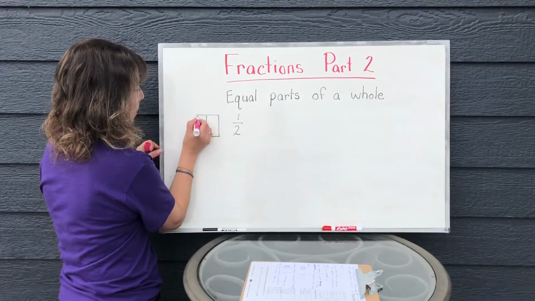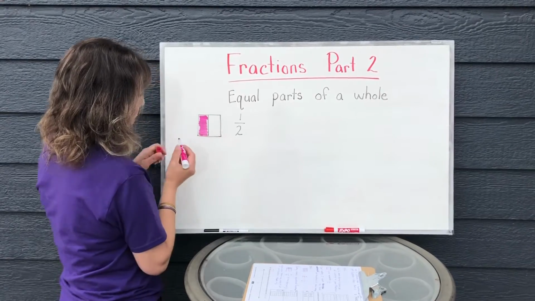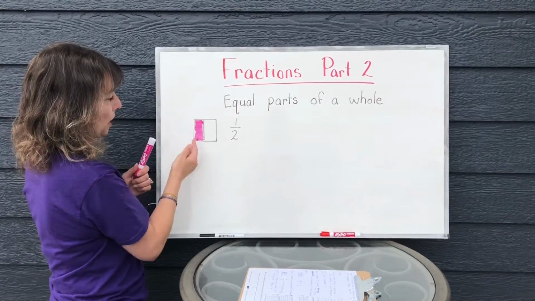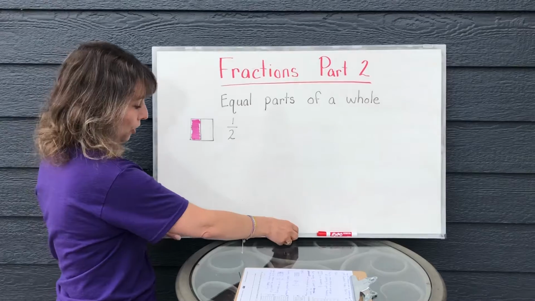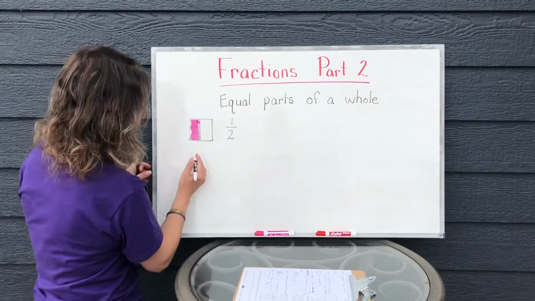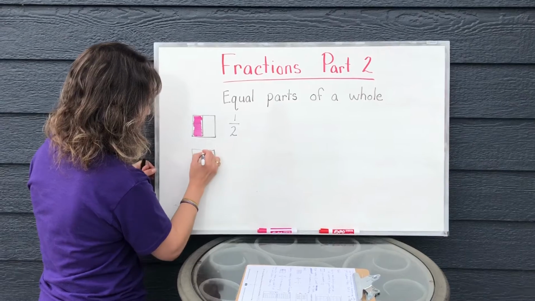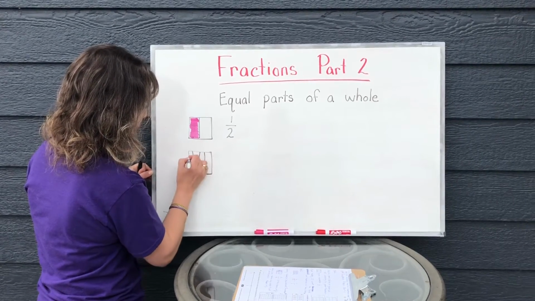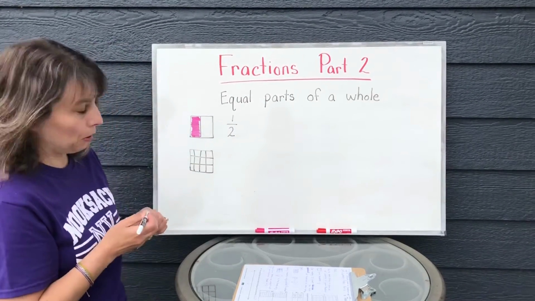So we've shaded in one, and there's two parts of our whole. So here's our whole, there's two pieces, and we've shaded in one of them. So today I want to look at it in a new way. So I'm going to take this same shape that we had before, except now, those are not very equal, but forgive my drawing, pretend those are equal parts.